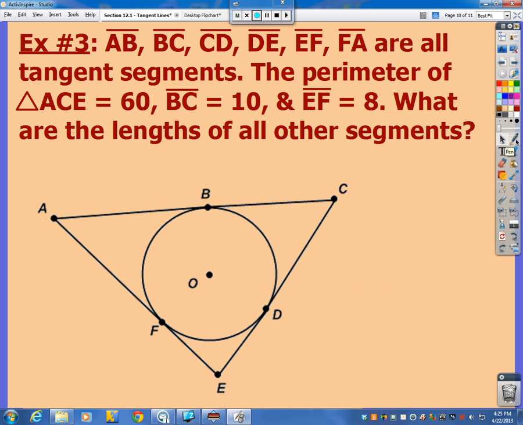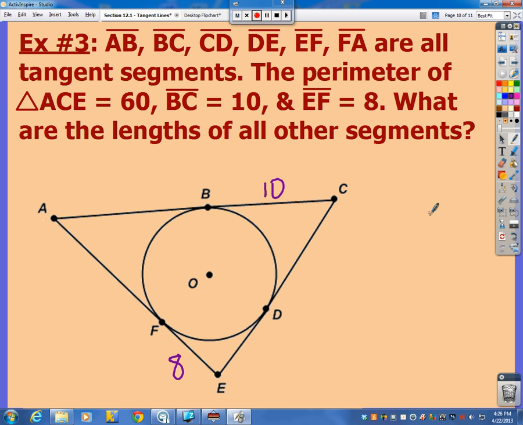All right, almost done here. We've got two more examples. Number 3: AB, BC, CD, DE, EF, FA. So each one of these 6 little pieces of this big triangle are all tangent segments. The perimeter of triangle ACE all the way around is 60. BC is 10, check. EF is 8. What are the lengths of all the other segments?